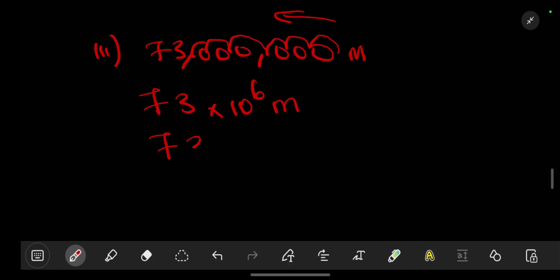So we know that 73 times 10 to the power 6 is mega. So the symbol for mega is big letter M. Then we have the meter there. So that means you have answered that. Let's move on to our next question.